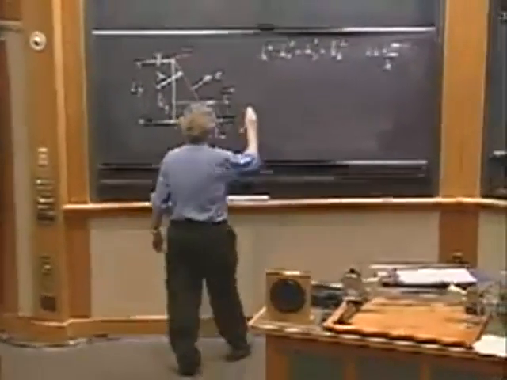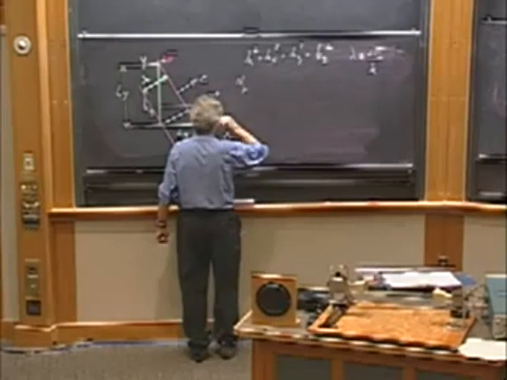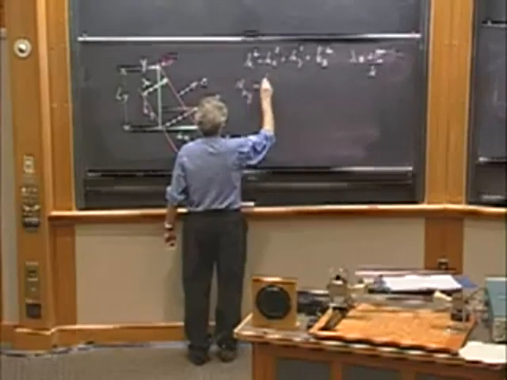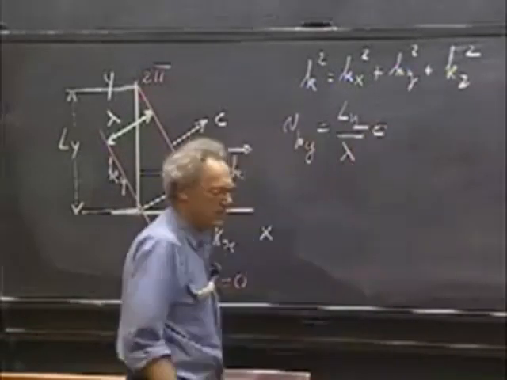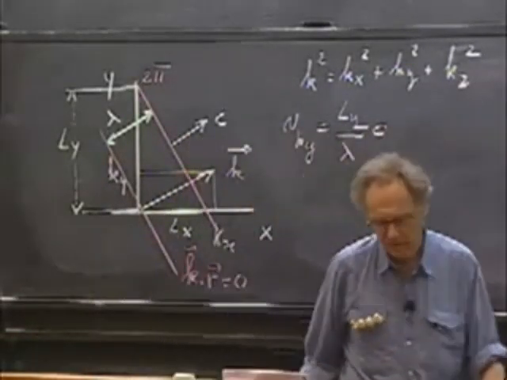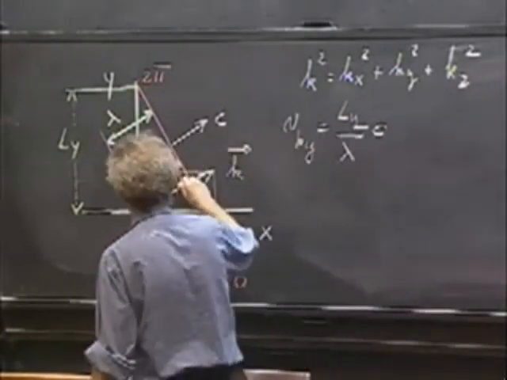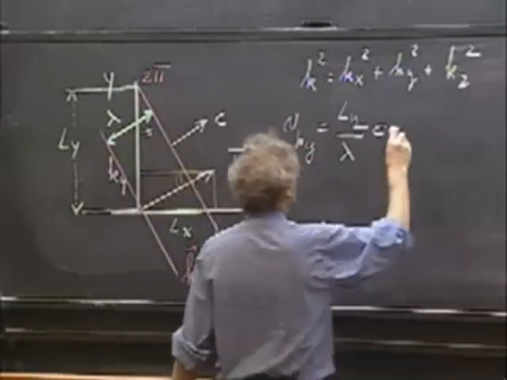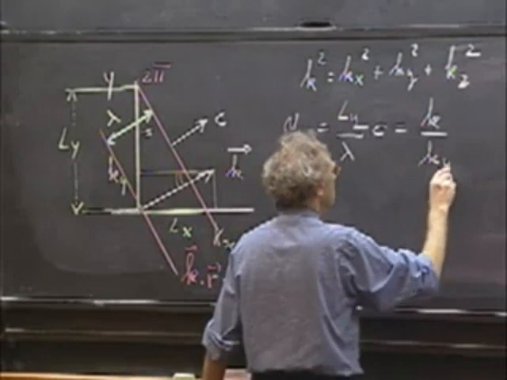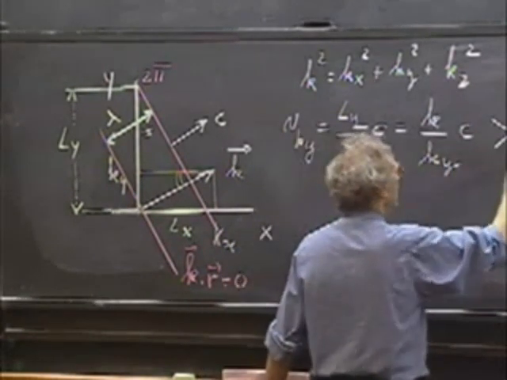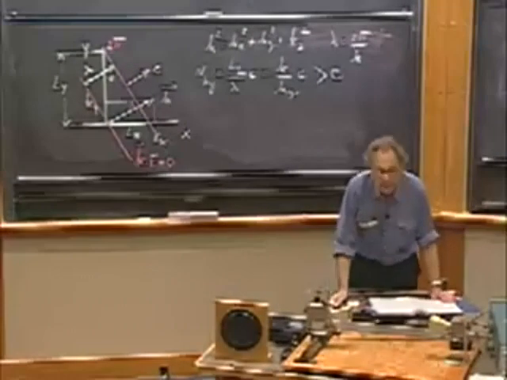And so that speed, which we call the phase velocity in the y direction, is very simple, it is Ly divided by lambda times c. And that is larger than c. It follows immediately from the geometry, because this angle here is the same as this angle there, that this is also k divided by ky times c. And that is not only larger than c, but it can be way larger than c.